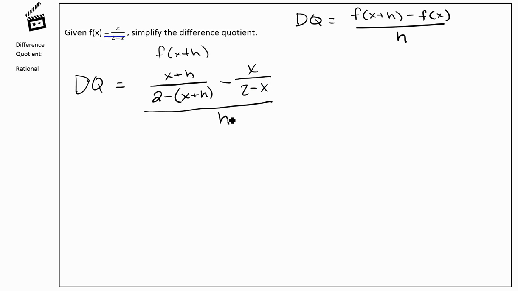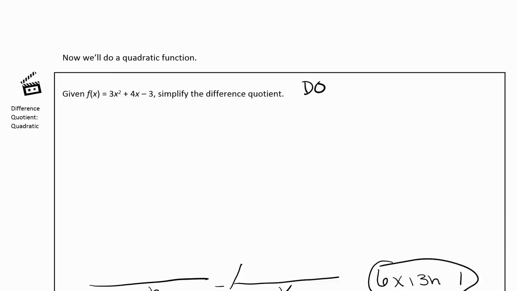Okay, so the first thing I'm going to do is distribute the negative in this first denominator. So we're going to distribute this negative here and here. So we'll have x plus h over 2 minus x minus h, minus x over 2 minus x, all over h. Now we need to combine these fractions in the numerator. We need to subtract them. And to combine fractions, we need a common denominator.